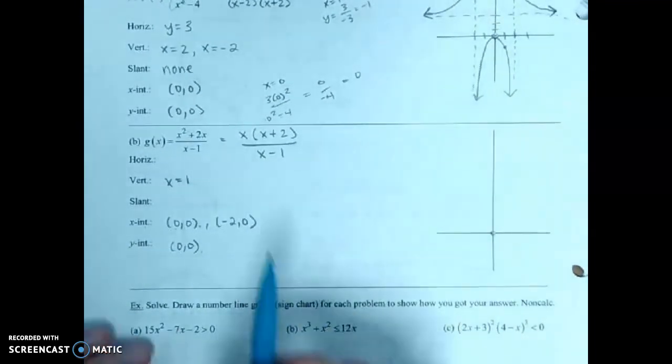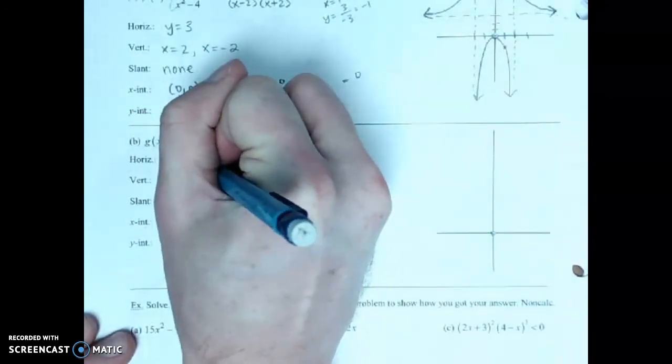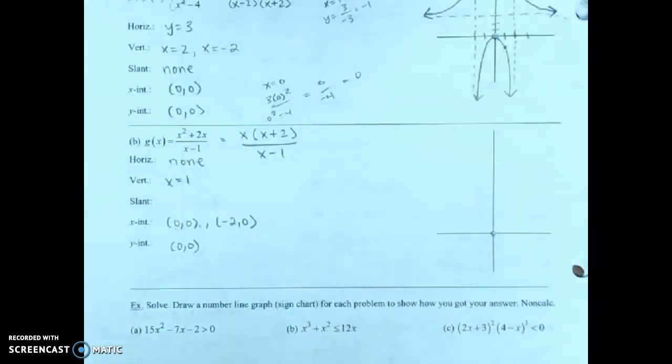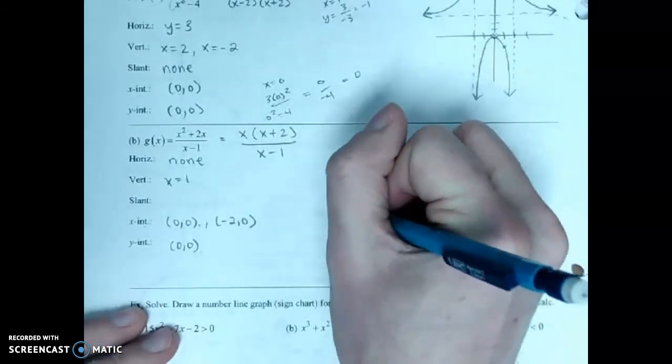But here the degree in the top is bigger than the degree on the bottom. So this one is not going to have a horizontal asymptote. It will instead have a slant. It will have an oblique asymptote. And how you find it is you just do division. And I'm going to find it by doing long division this time.